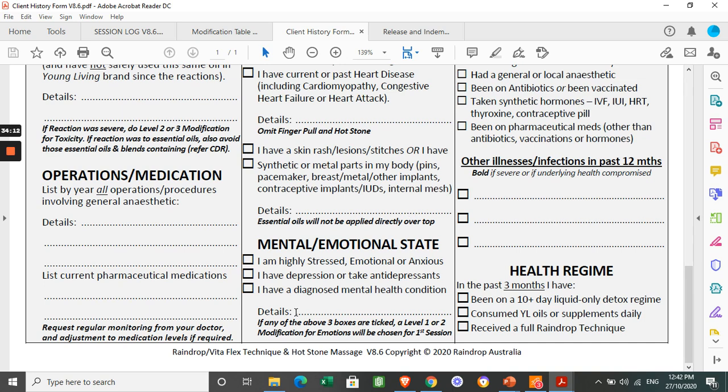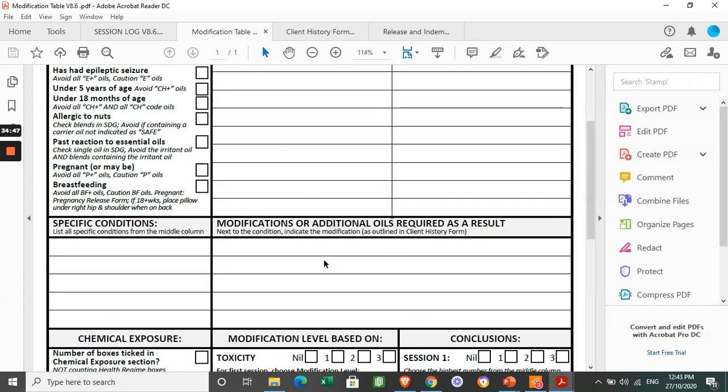And so when that happens, we want to gently introduce, we want to pull back a little bit how much oil we use on them, especially if we're using essential oils or massage blend oils. We just want to pull back so that we introduce it slowly to the body, minimizing any effects of a major detox or release. Now, there's somewhere special to record this, and it tells you on the bottom in the bold italics here. It says a level 1 or 2 modification for emotions will be chosen for the first session. So let's go over to the modification table now.